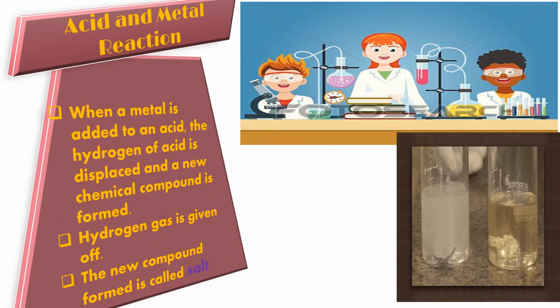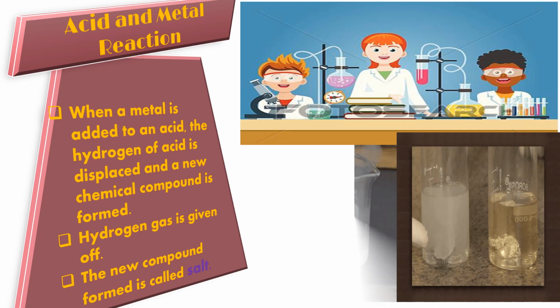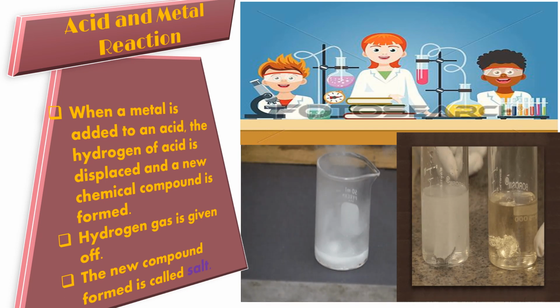Dear students, let's see what happens when we add metal in acid. Whenever metal is added to an acid, the hydrogen of the acid is displaced and a new chemical compound is formed. Hydrogen gas is given off. The new compound formed is called salt.